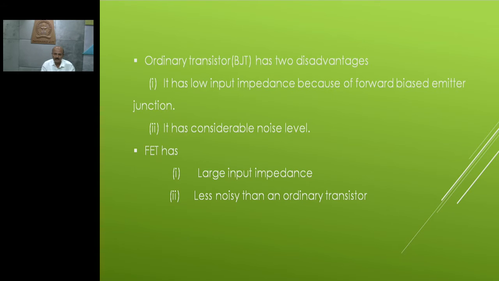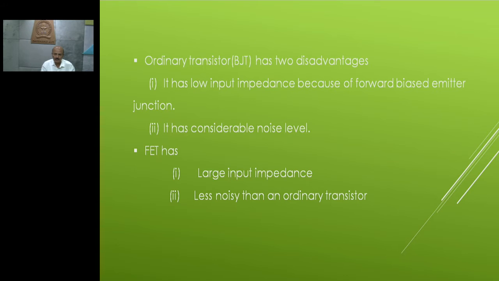The second disadvantage that the BJT has is that there is considerable noise, and we know that in case of amplifiers, when the transistor is used, the noise is one of the disadvantages. So if we are using any amplifier and the output of that amplifier is noisy, then we do not have a faithful amplification. So these are the two disadvantages that an ordinary transistor has.